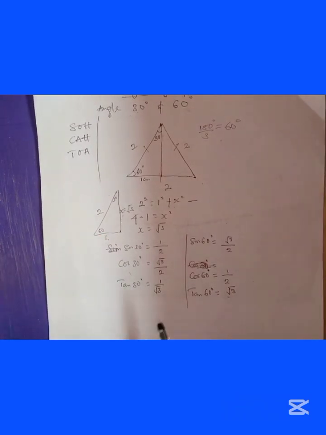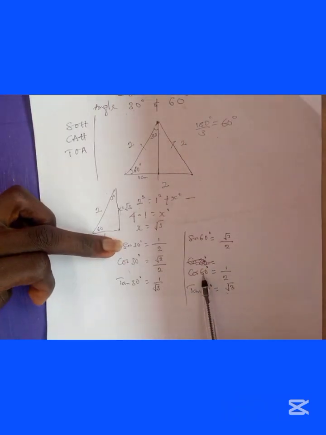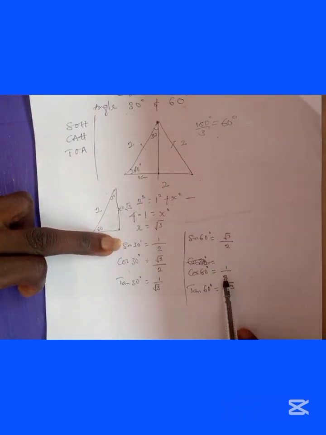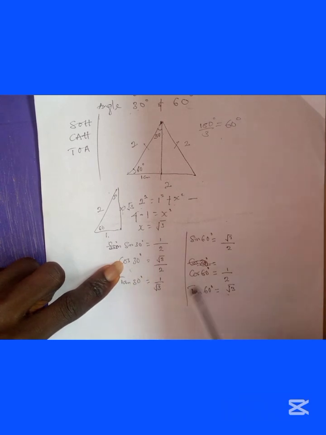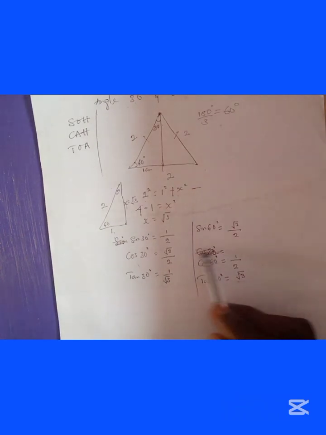So what do you notice? There's a mutual relationship between sine and cosine. If you look at sine 30 and cos 60, they are mutually related. You have 1 over 2, 1 over 2. Cos 30 and sine 60 have the same value. That is to tell you that sine and cosine are mutually related.